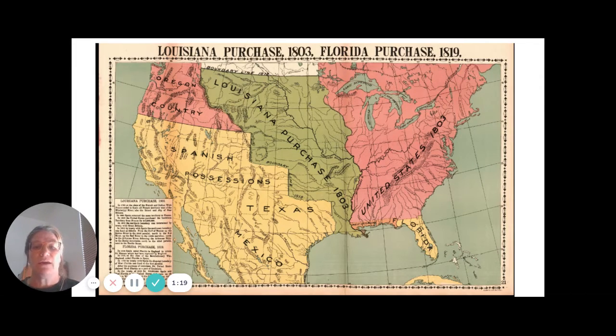So you want to take a visual inventory of what the map is about, and of course, part of that will be just reading the title. All right, so you might be asked, what is this about? And it includes actually the Louisiana and the Florida Purchase both.